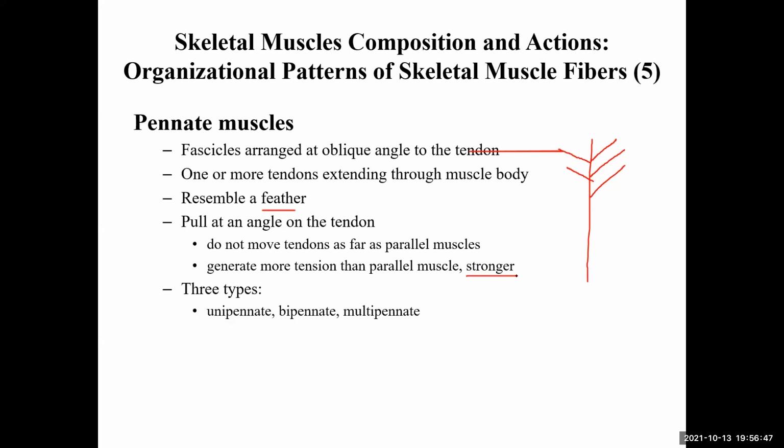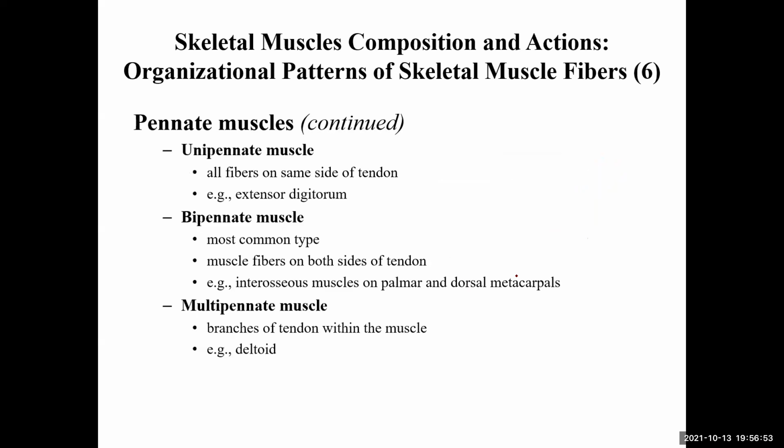So we have three types: unipennant, bipennant, and multipennant. I'm going to show you pictures of these in a moment. The unipennant, like the name would suggest, you have one side that the muscle fibers come off. Bipennant, this is the most common. This is the one that resembles a feather. You'll have muscle fibers on both sides of our tendon. It'll be more central. And then the multipennant, you'll have a tendon that branches off into miniature tendons, and then you'll have muscle fibers coming off of either side.